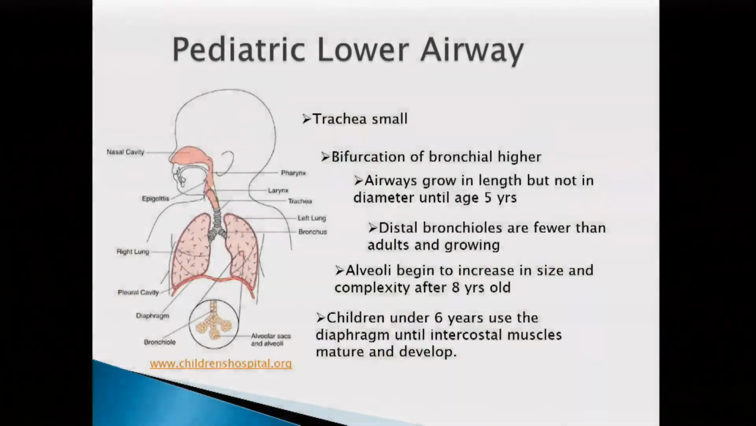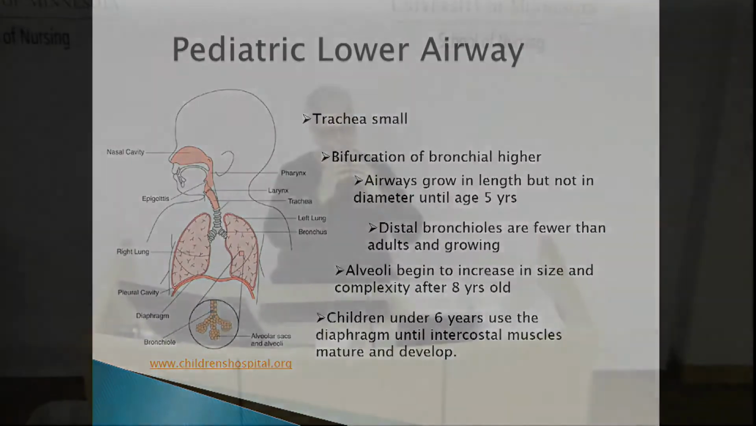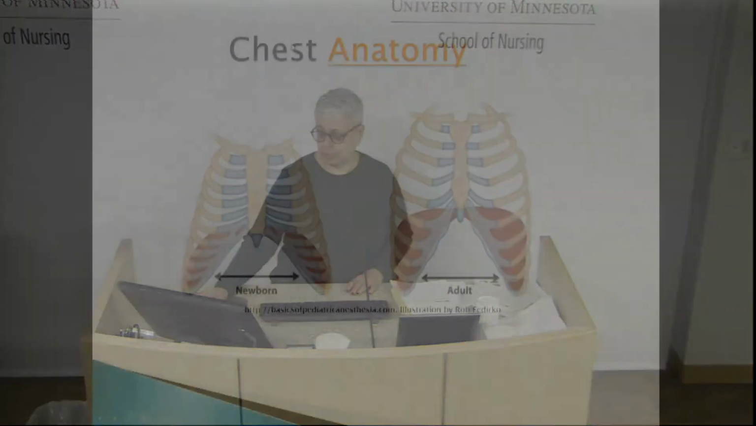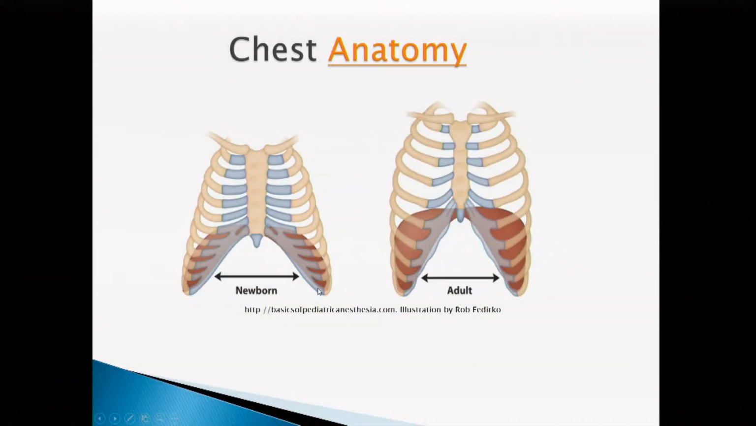And so when there's less ability to increase volume, if you need to increase your ventilation or your oxygenation, the only way you're going to be able to do that is by rate, because you can't create that extra volume that's needed. And here we see a picture of that newborn as opposed to the adult. You can see how it's less of a distinct V. So it is flatter.